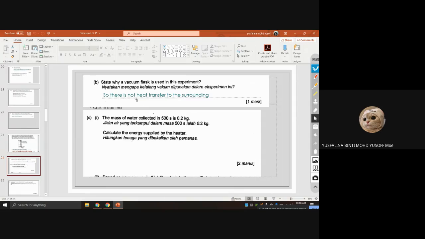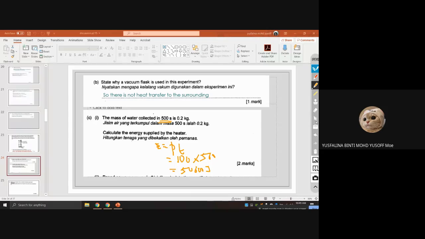Alright, for C1, calculate the energy supplied by the heater. Okay, so you know from the question they already give you the power, right? So the energy supplied by the heater is actually the electrical energy. So we use the formula E equals Pt. So the power is 100, and the time given here is 500. So you got 50,000 joule. Okay, so this is the answer.